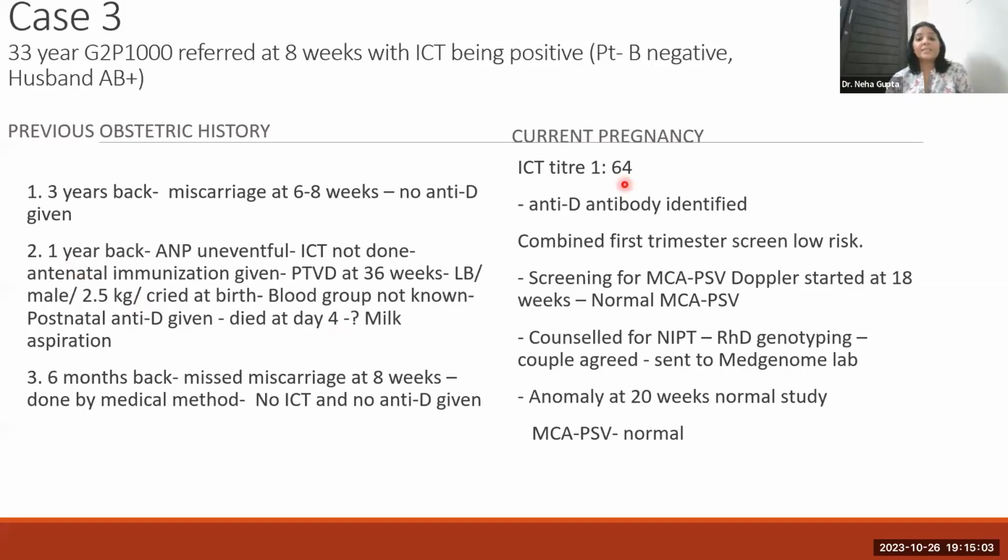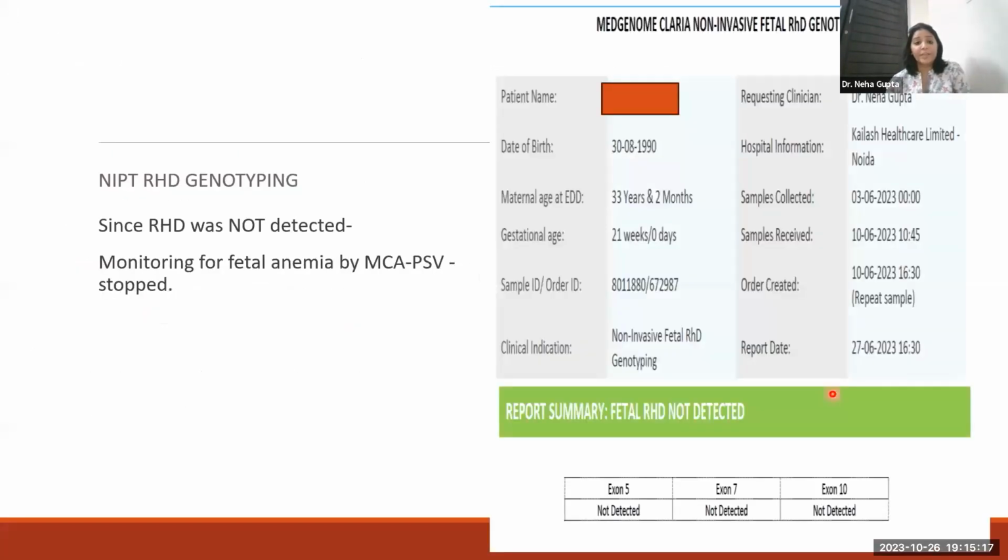At 8 weeks, her titer was 1 in 64, anti-D antibody was identified, and we started her MCA monitoring at 18 weeks, and she was counseled for doing NIPT RhD genotyping. The couple agreed. So this NIPT was sent, and the report came out as fetal RhD not detected in all 3 exons. So the monitoring was stopped for this pregnancy. It was a big relief for this patient.